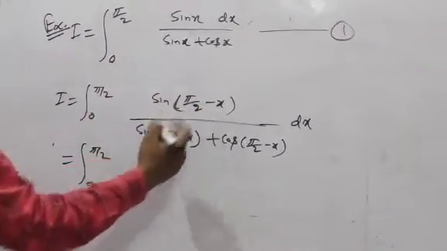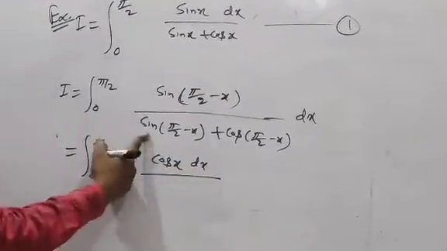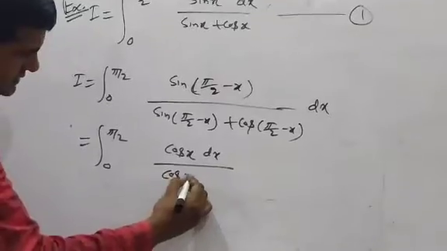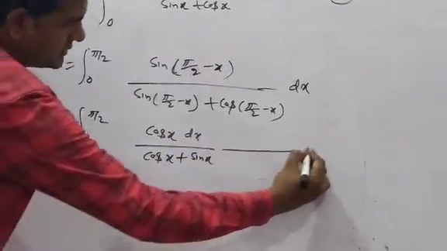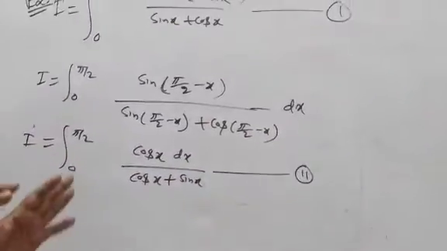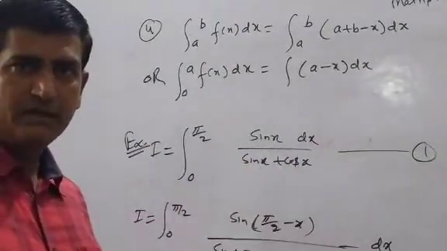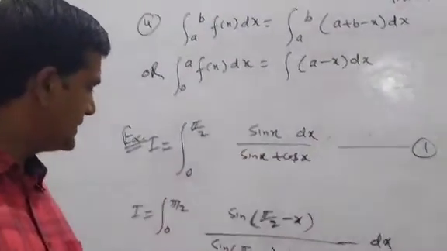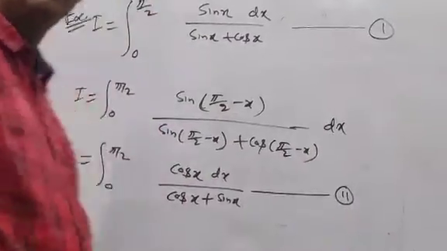After that, sin 90 minus theta is equal to what? Cos of x, dx. Sin 90 minus theta is equal to cos x. Cos 90 minus theta is equal to sin x. Now this is equation number 2. Any problem? After applying the property, whatever equation comes, this is equation number 2.